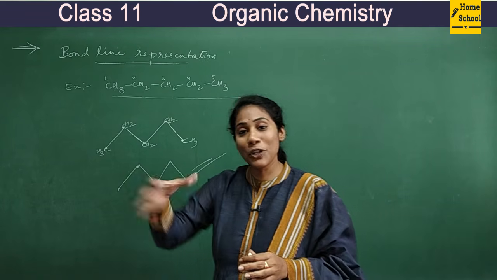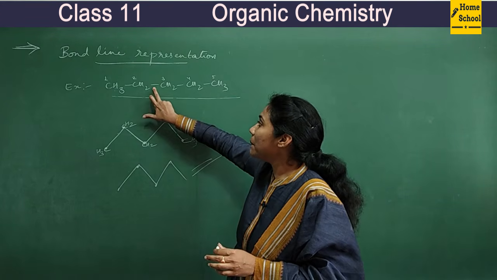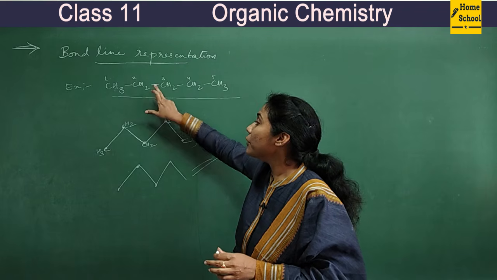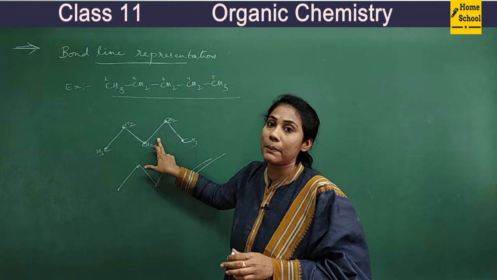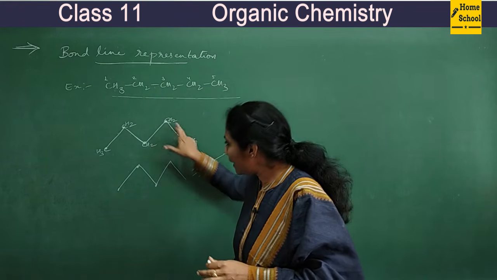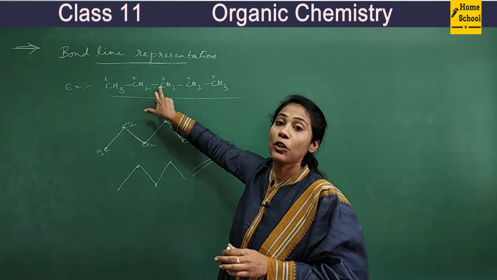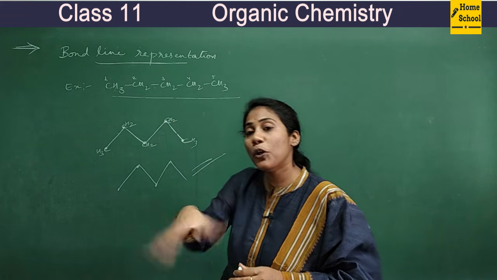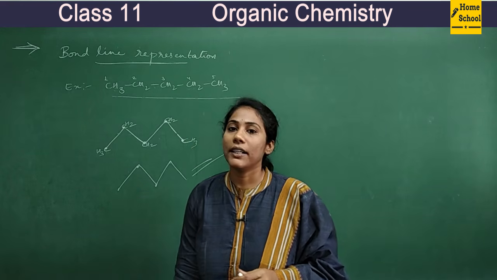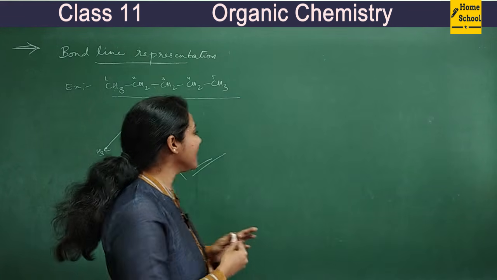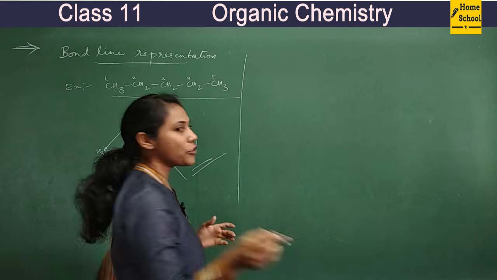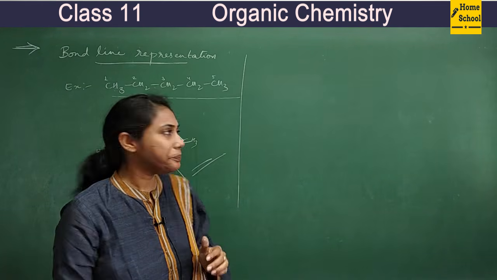Okay, so you must know both ways. If the condensed formula is given, you must know how to write it in bond line representation. If the bond line representation is there, you must know how to convert it into the normal formula. Both ways are very, very important. So now we will practice with lots of examples so that you will become perfect.